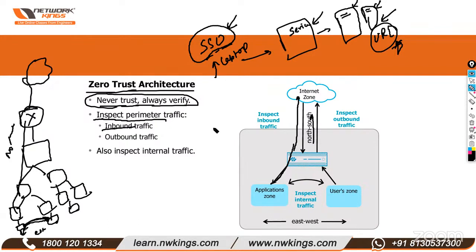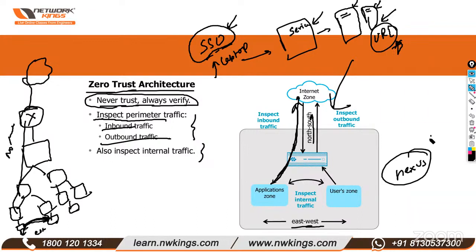So inbound, which is coming from outside to inside, and outbound, which is going from inside to outside, everything will be inspected. Everything will be verified. Even if you are going from one VLAN to another VLAN, it will be checked basically. This east-west traffic will be coming in the Nexus environment.